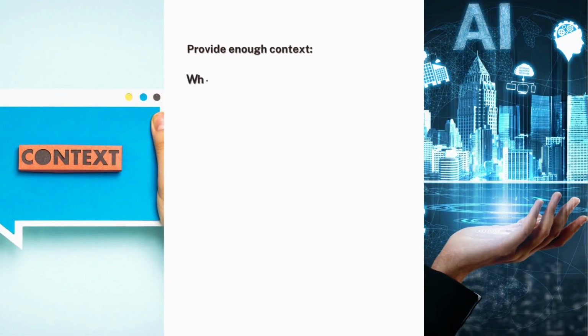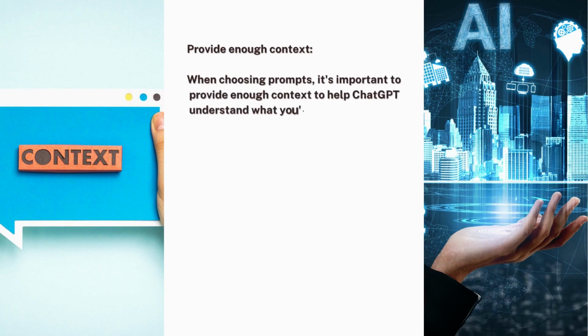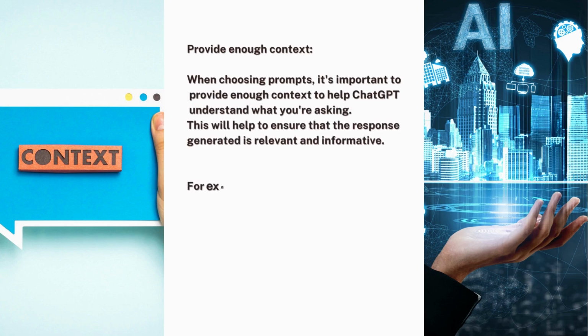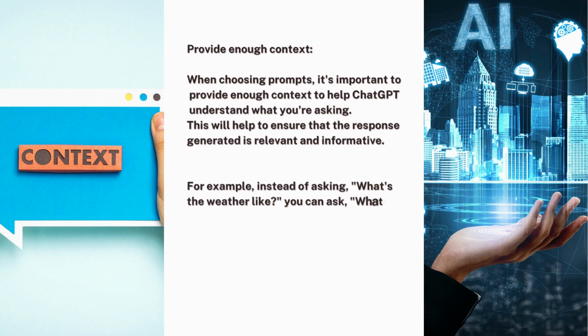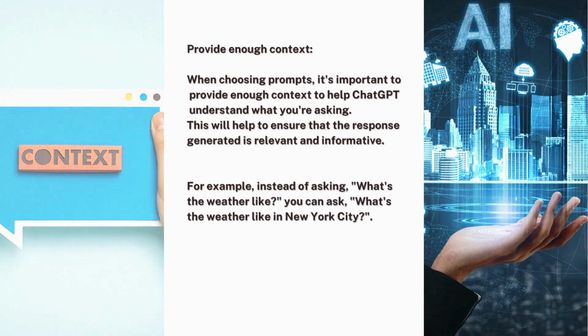Provide enough context. When choosing prompts, it's important to provide enough context to help ChatGPT understand what you're asking. This will help to ensure that the response generated is relevant and informative. For example, instead of asking, "What's the weather like?" you can ask, "What's the weather like in New York City?"